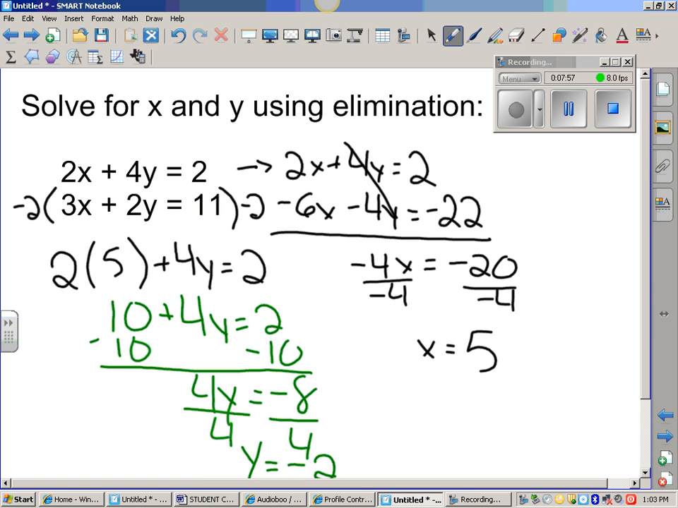So what's your final answer? y equals negative 2. So write your coordinate. Every coordinate is made up of an x and a y. 5, comma, negative 2, then close the parentheses.